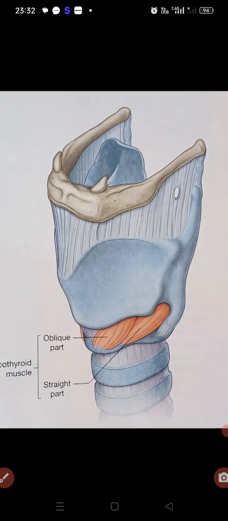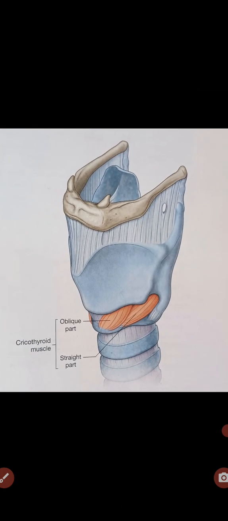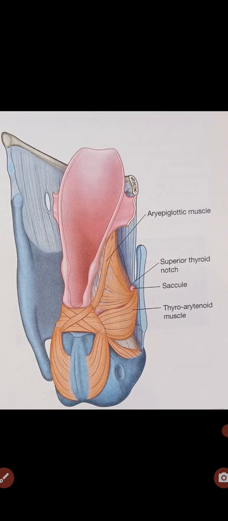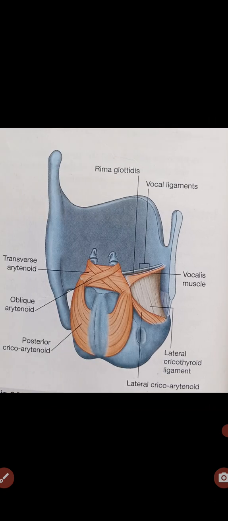There are different muscles of the larynx. Some are the cricothyroid muscles, which have an oblique part and a straight part. Others are the vocalis muscle, the oblique arytenoid muscles, and the transverse arytenoid muscles, and each muscle has a different origin, insertion, nerve supply and action. Other muscles are the aryepiglottic muscles, thyroarytenoid muscles, posterior cricoarytenoid and lateral cricoarytenoid. These are the different muscles of the larynx.